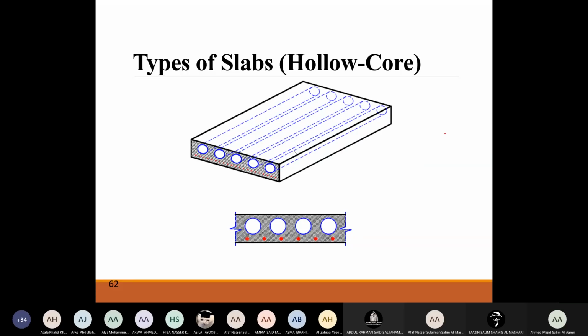Now, in the hollow core, 5 to 6 meter, Suleiman, is a short span. Always you are designing for the short. Whatever dimension we talk about is going to be short only. So when we talk about slabs, we don't refer to length and width anymore. We refer to short and long.